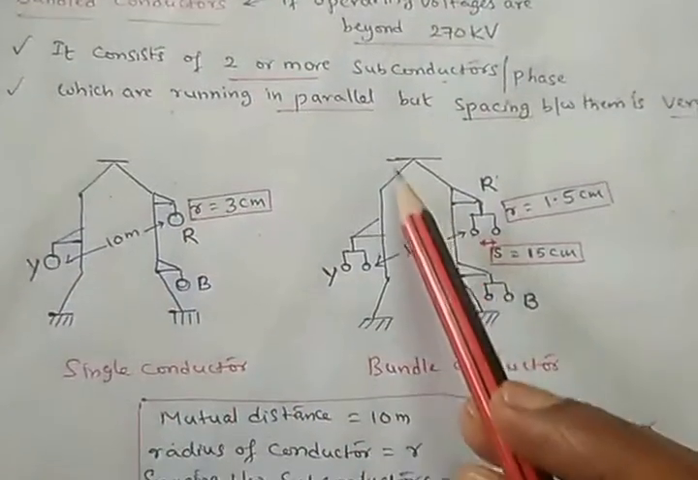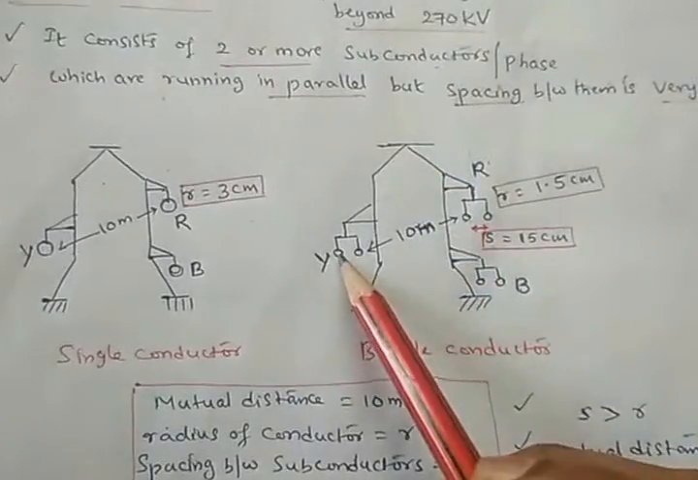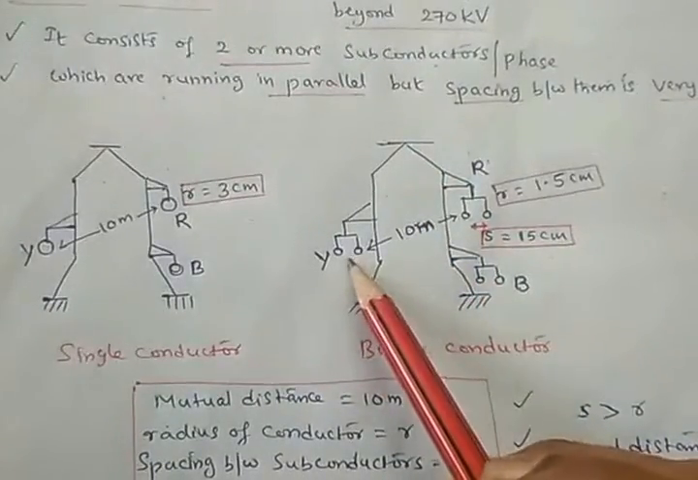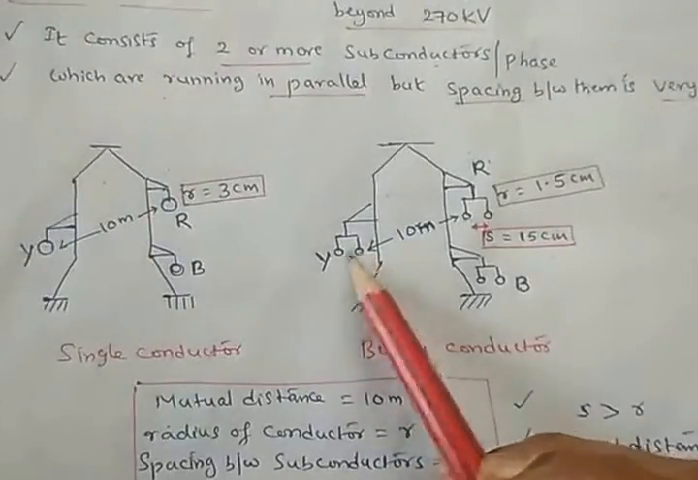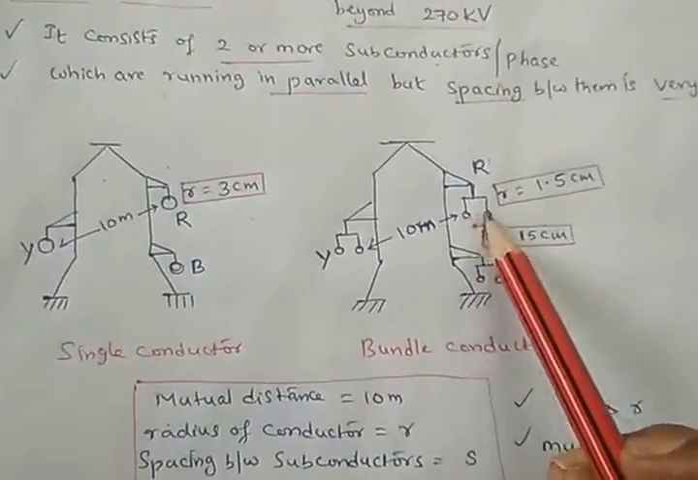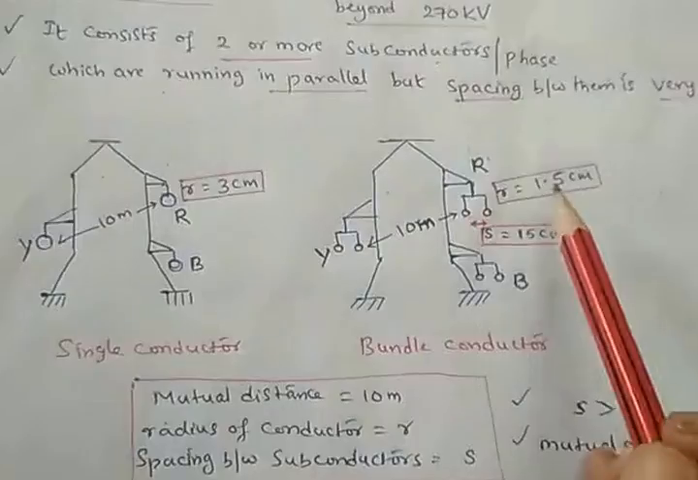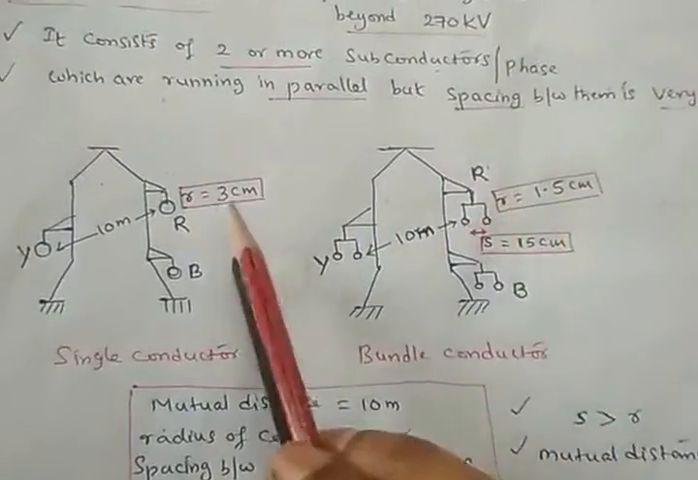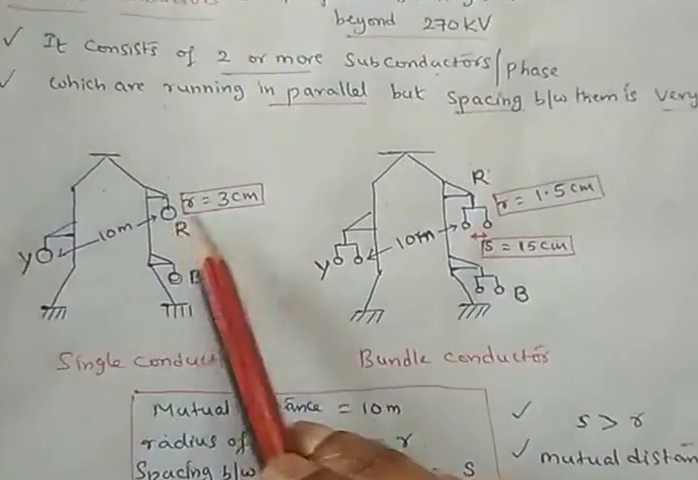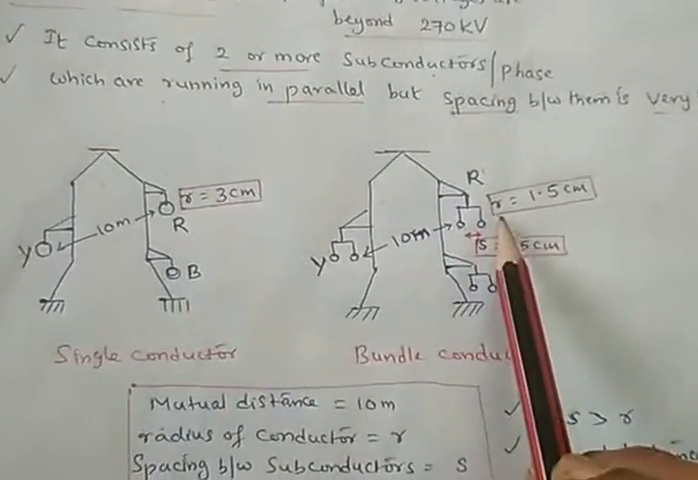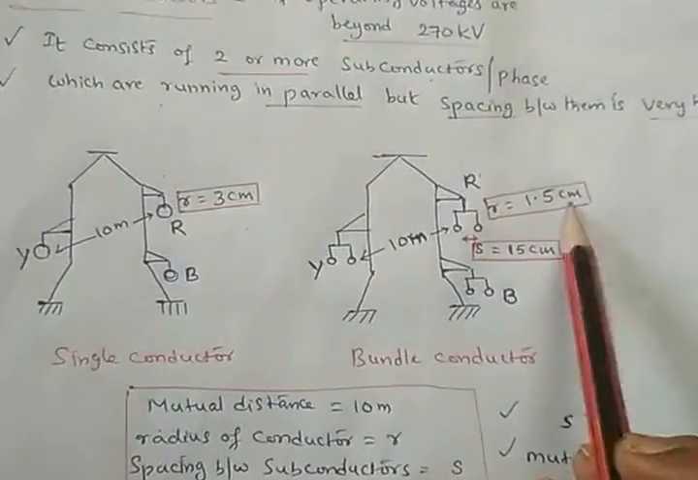Now regarding the second diagram, this is the tower having bundled conductors. Here each phase is having two subconductors. We call these the subconductors. R phase has two subconductors, B phase has two subconductors. What is the difference between these two diagrams? Here the radius of a single subconductor is 3 centimeters. Now it has been reduced. Here R is 1.5 centimeters.